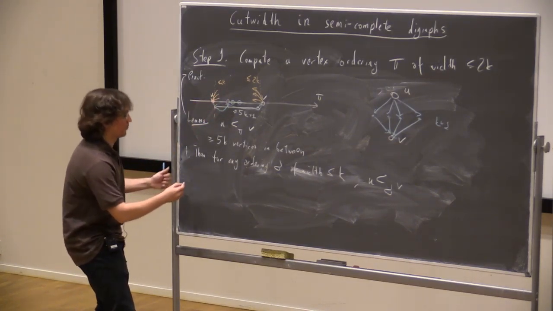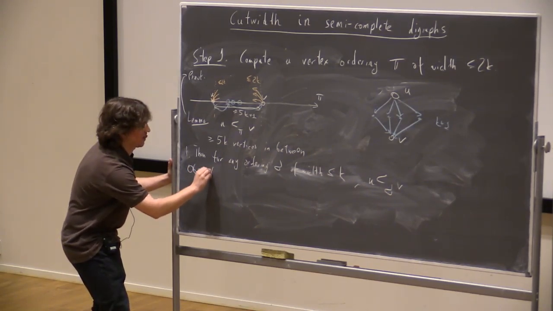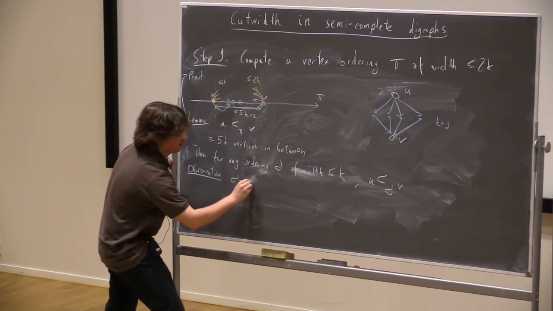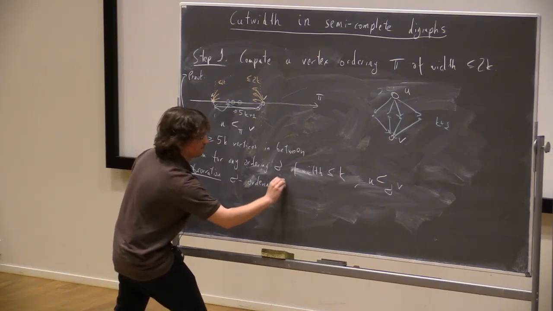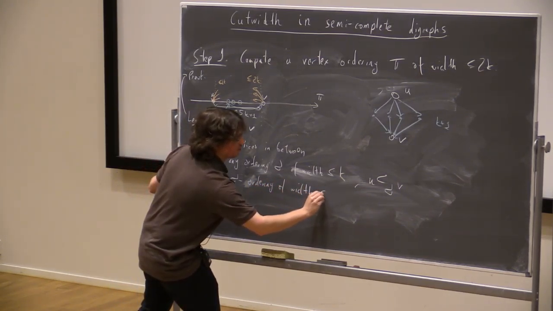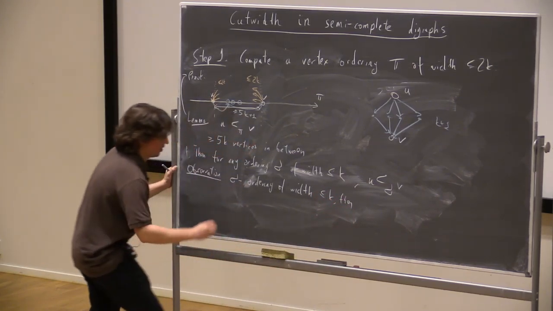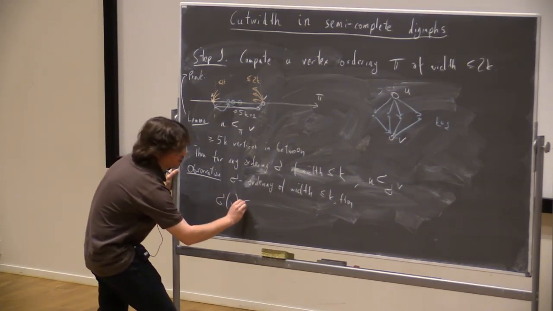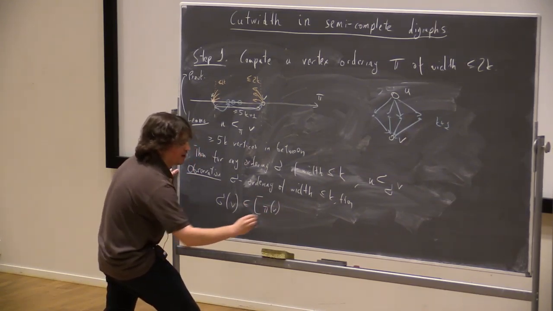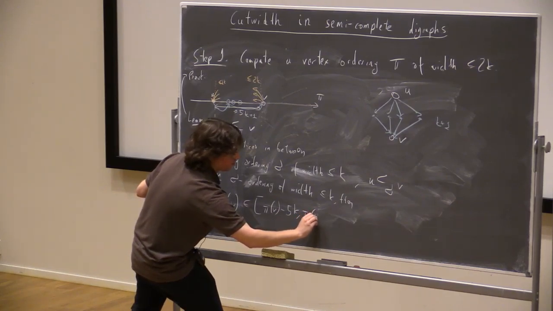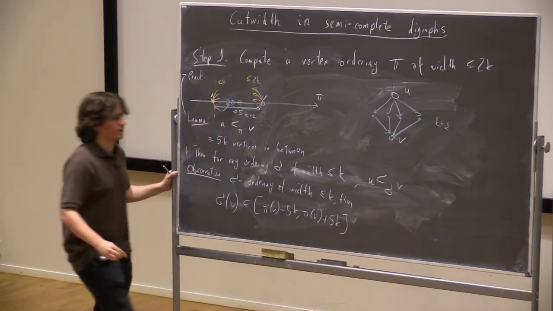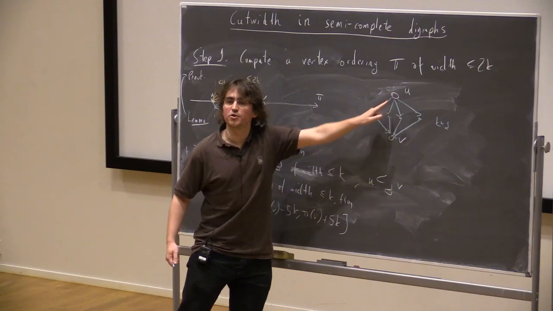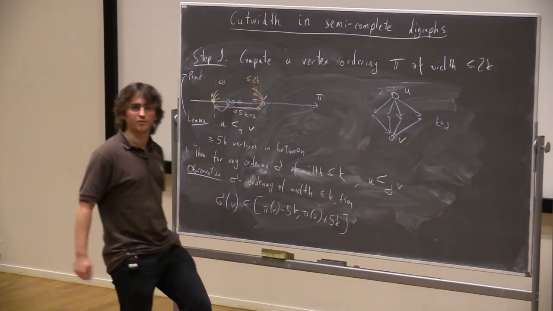In particular, what I can observe, so observation: if sigma is an optimum solution, so an ordering of width at most k, then if I look at any vertex v and I look at the position of v in sigma, then this is between the position of v in pi minus 5k and the position of v in pi plus 5k. All right, I forgot about how to remove this plus 1. You just analyze the edge between u and v. And by analyzing this, you can shave off one from this argument.